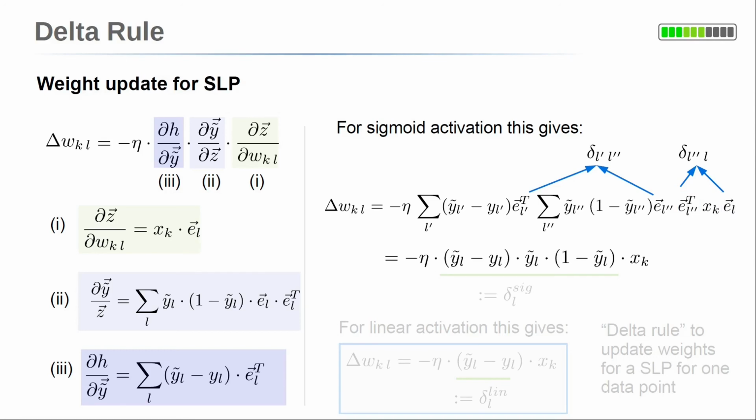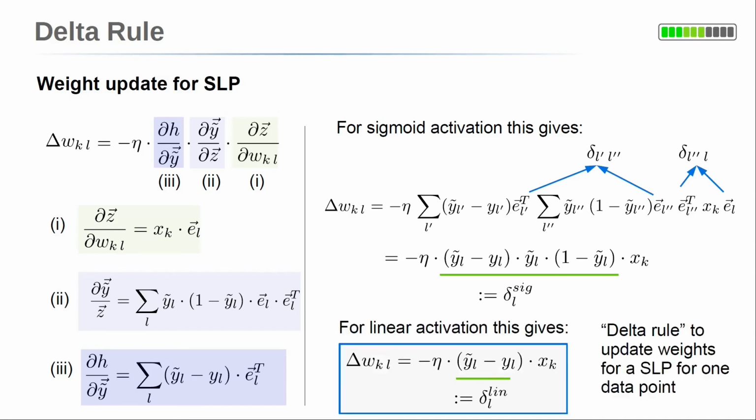So finally, our weight parameter update for WKL of a single layer perceptron with sigmoid activation is minus eta times y tilde L minus YL times y tilde L times 1 minus y tilde L times xk. This expression is called the delta rule for sigmoid activation. Often, the middle term is abbreviated by delta L sig for sigmoid, not to be confused with the Kronecker delta.